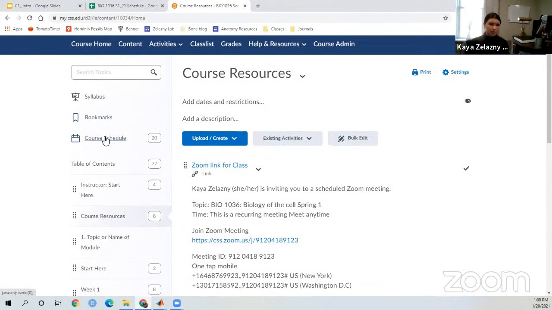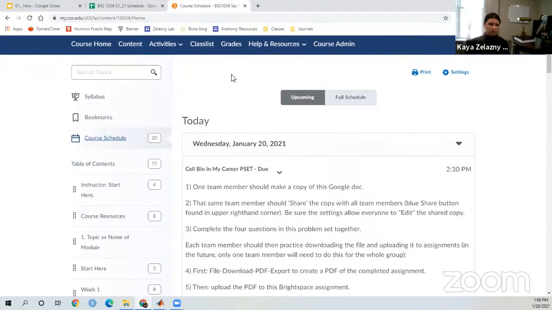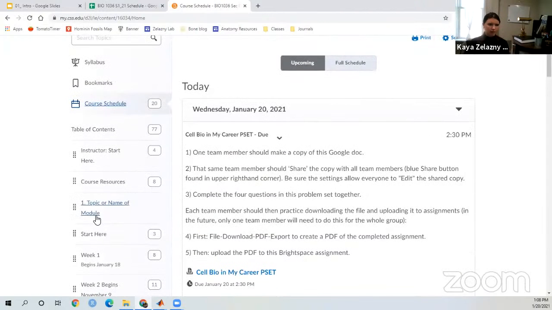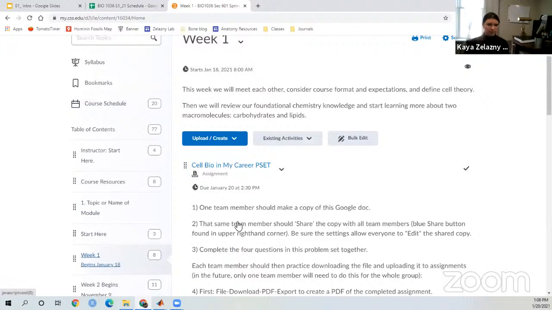They will also be appearing in the course schedule. I believe this calendar gives you reminders to your email if you have notifications set up. So that's good. But in general, we want to access things through this weekly calendar.